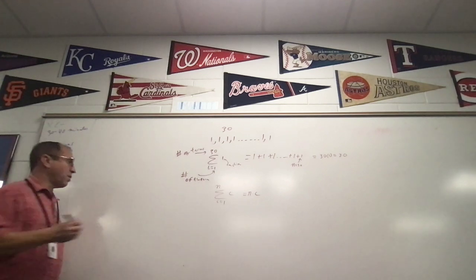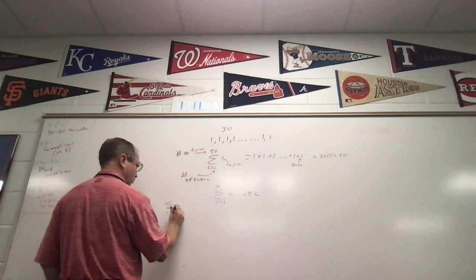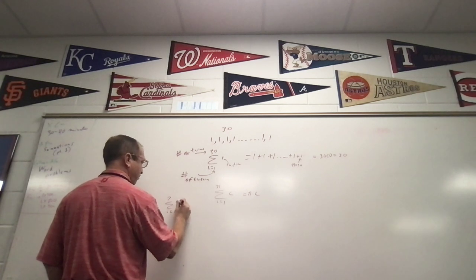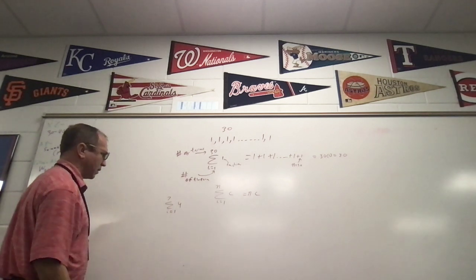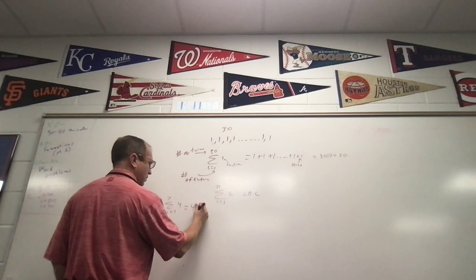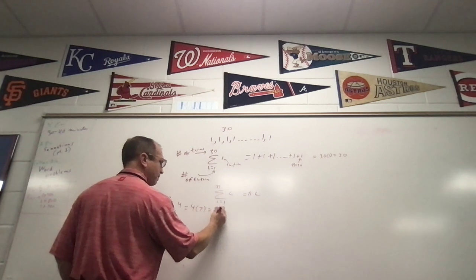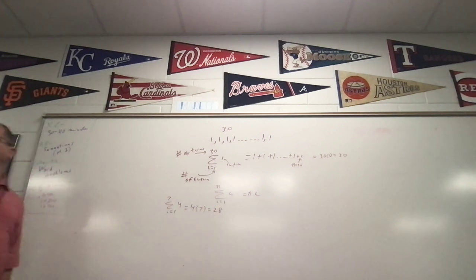So if I give you this problem right here, I say, all right, we've got i equals 1 to 7 of 4. Well, that's going to be 4 times 7 because you're adding 4 together 7 times, and you get 28 as the solution here.